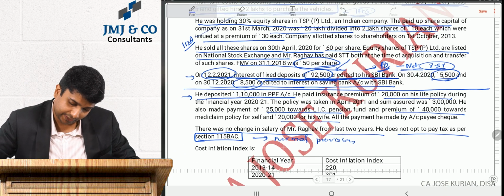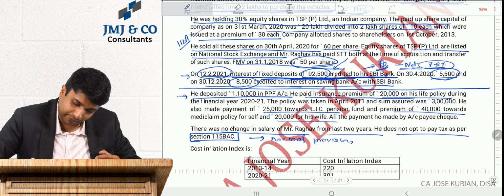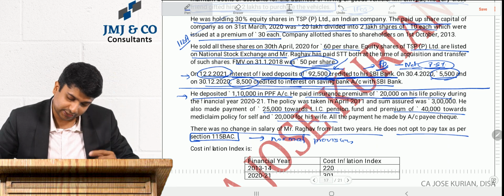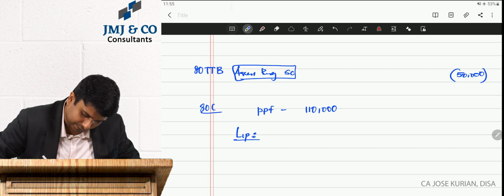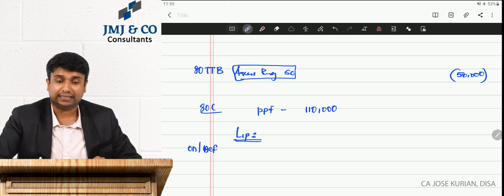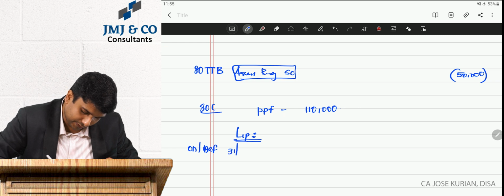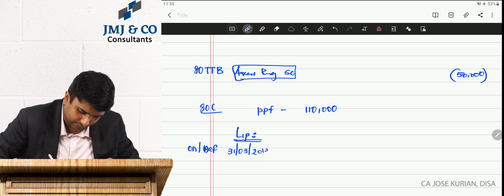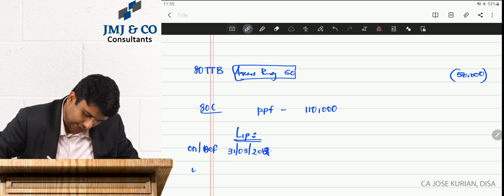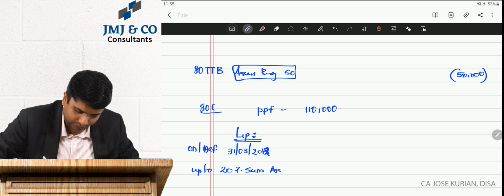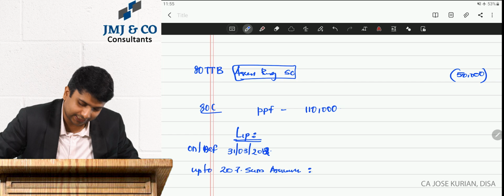Now, is there anything else remaining? Yes. He paid an insurance premium of 20,000 on the life policy during the financial year 2021. So there is a life insurance policy, and there are certain specialities. If the policy is taken on or before 31st March 2012, then how much can you claim as a deduction? Then up to 20% of sum assured is eligible as a deduction.